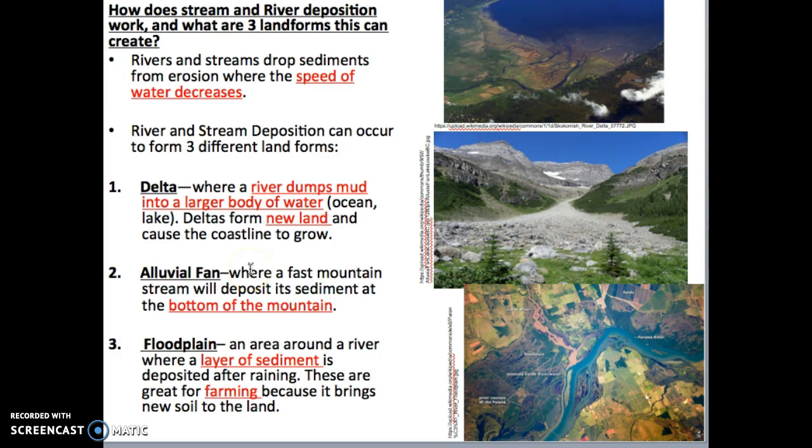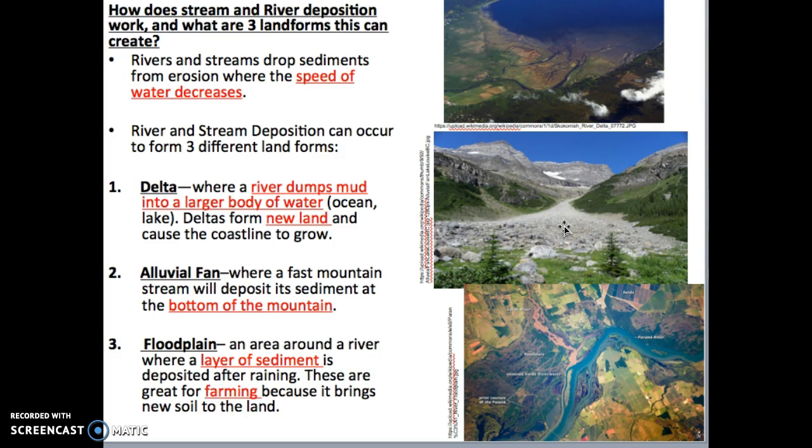Alluvial fans happen usually at the bottom of a mountain where a mountain stream will dump its sediment. So there's a stream at the top of the mountain, and at the end of the stream, it will dump all the sediment from river erosion at the bottom. This is a picture of alluvial fans.